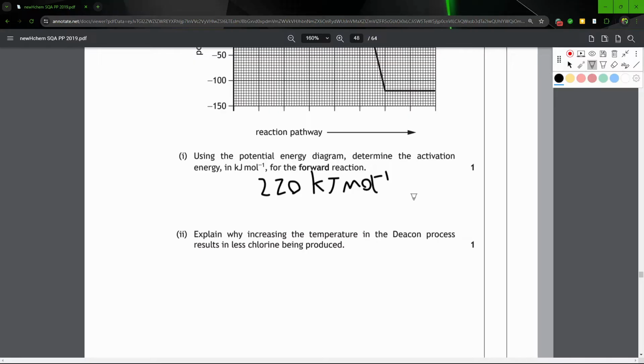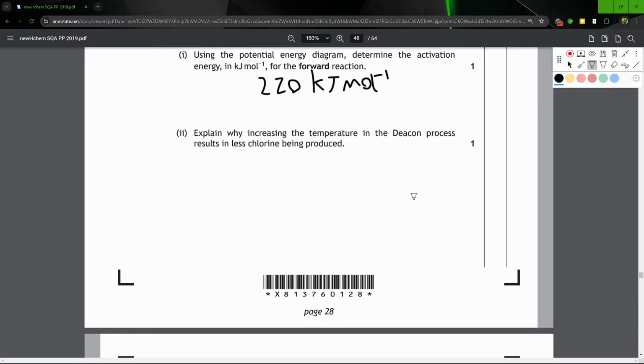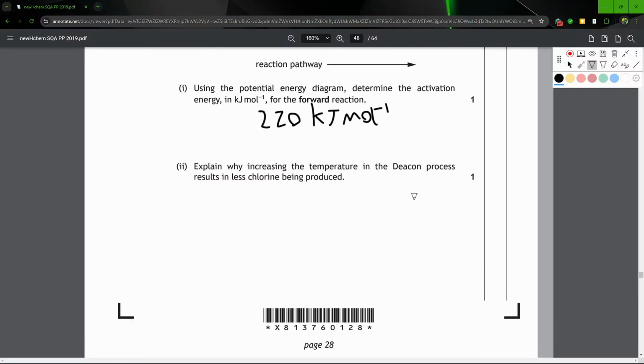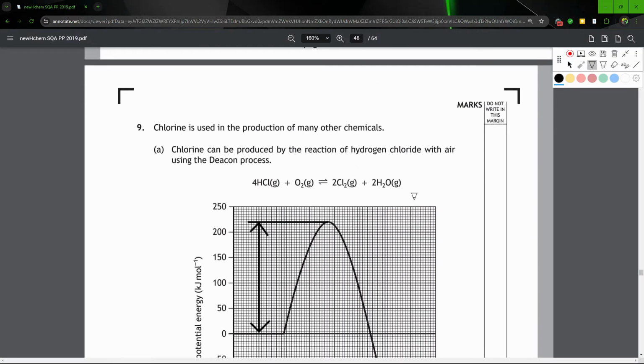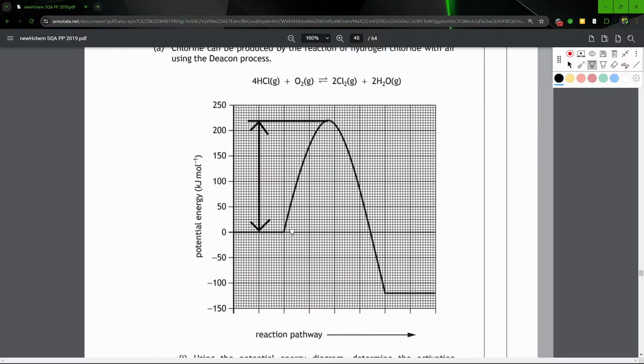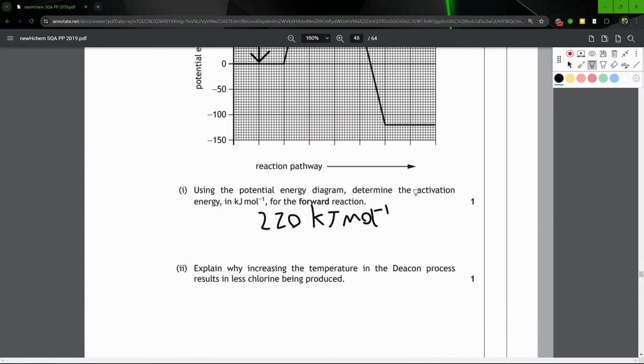There we go. 220 kilojoules per mole. Explain why increasing the temperature in the decon process results in less chlorine being produced. Okay, well, look at this one. Remember, it's an exothermic reaction because we lose energy in the reaction, so it must go into the environment. You know, energy can't be created or destroyed.